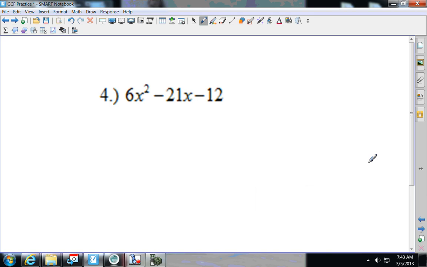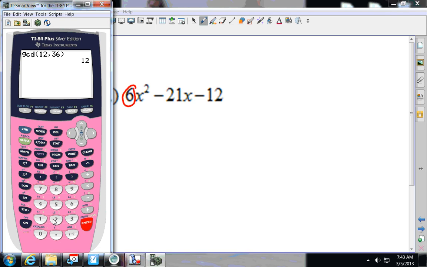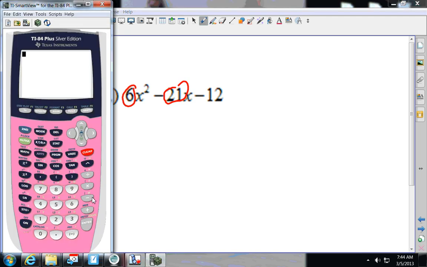Okay, here on number 4. If I look at the number 6, 6 doesn't go into 21. And some people go, well, how do you know that? Well, if you take 21 divided by 6, it doesn't come out to be an even number. Okay, so that's not going to work. So, but what we can do is take 6 and 21 and see what the GCF is.